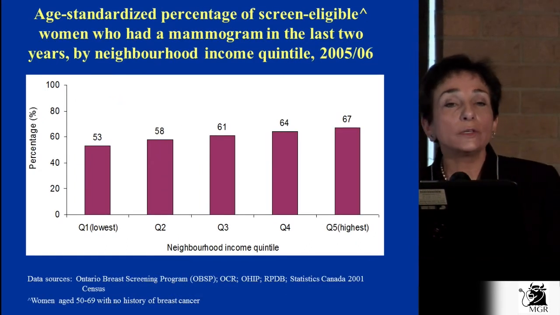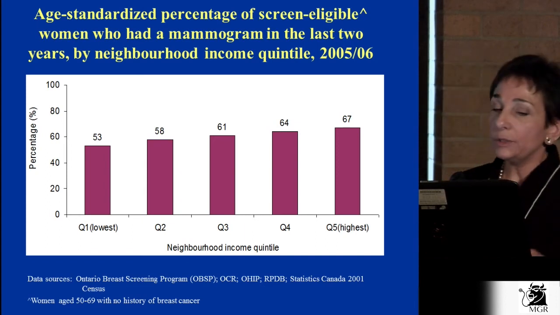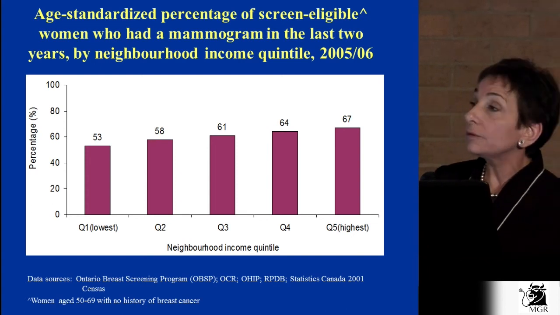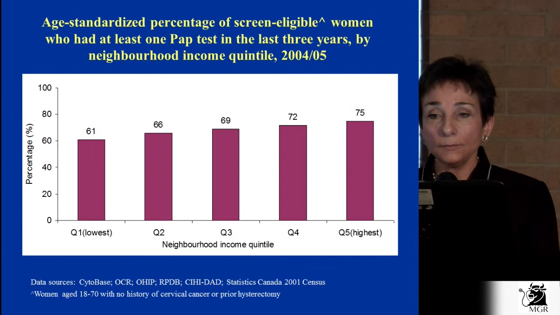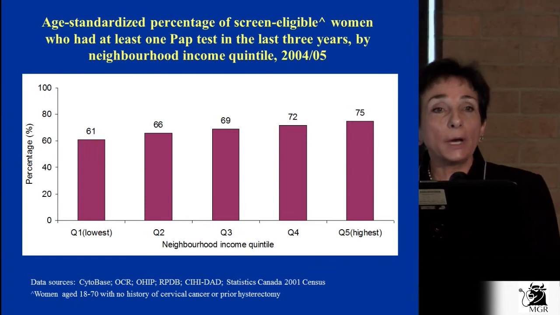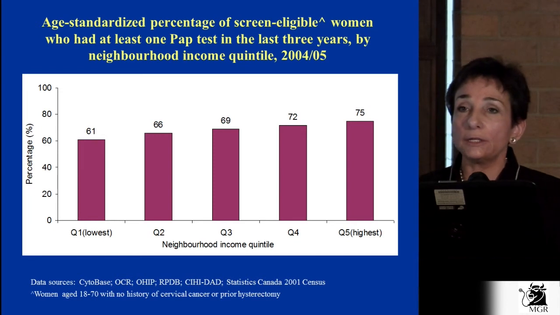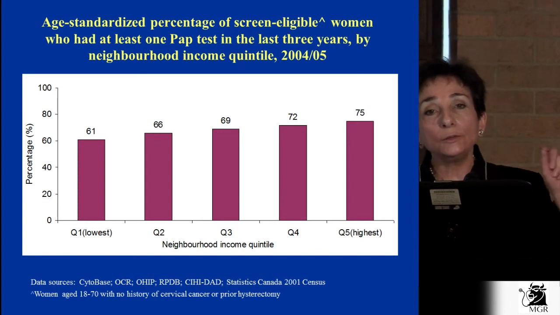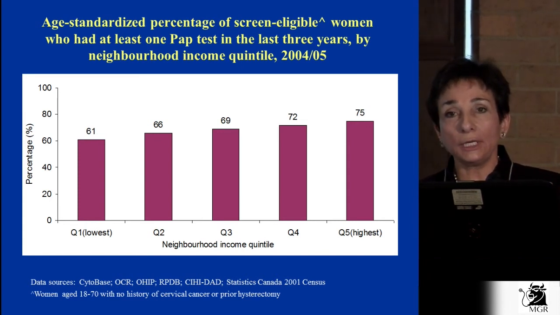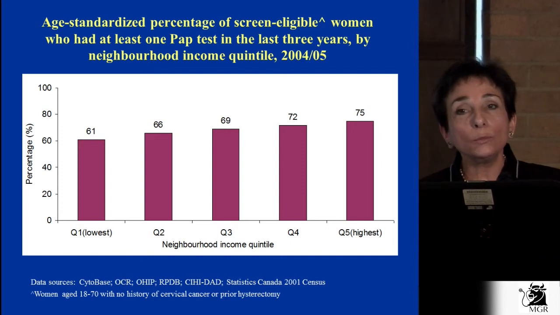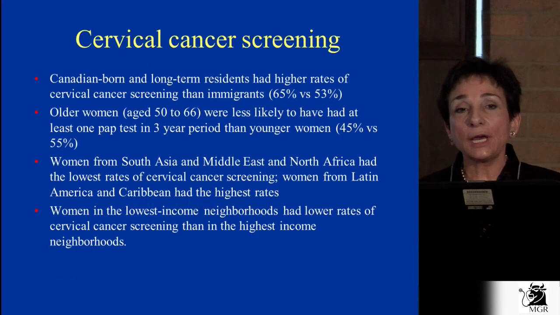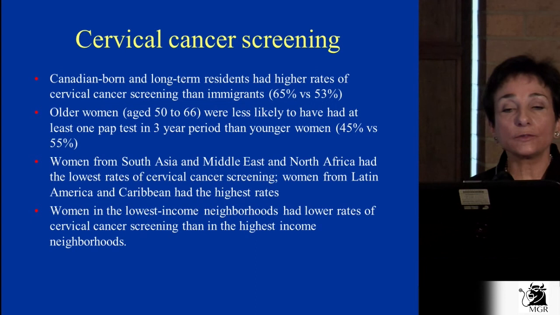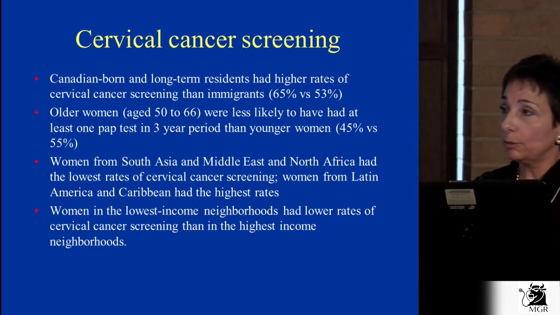Similarly, in terms of having regular mammograms, again, we see that there is a gradient with those in the lowest income having fewer mammograms than those in the highest income brackets. And again, we see the same thing for Pap testing, screening for cervical cancer, there is a gradient based on income. But then if you take cervical cancer screening and disaggregate it even more, there are some more interesting things that one can discern. For example, Canadian-born and long-term residents would have higher rates of cervical cancer screening than immigrants would.